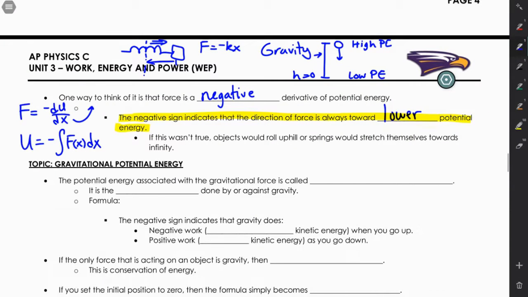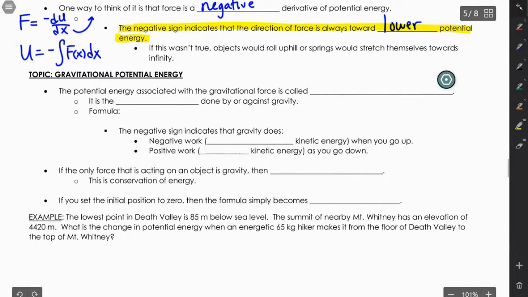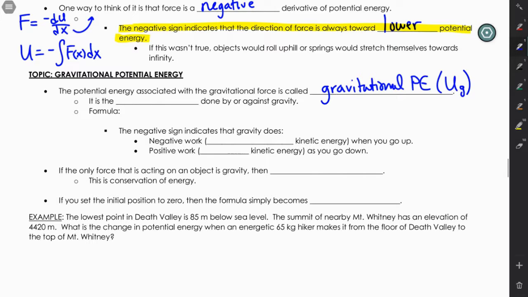Okay, so let's look at our first potential energy, and it's going to be gravitational potential energy. The potential energy that is associated with gravitational force is called gravitational potential energy. All potential energies are given the symbol U, so U sub G would be the symbol for gravitational potential energy. Basically the way to think about it is the work done by or against gravity. And the formula: work equals negative mg delta y.